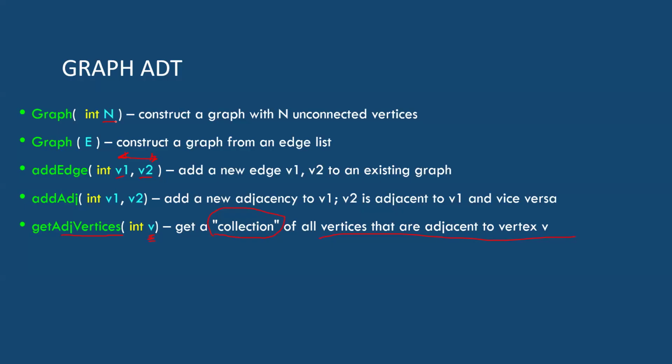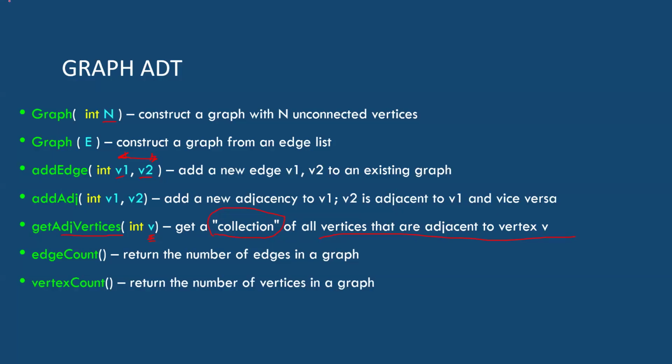Now maybe it's a vector, maybe it's an array, maybe it's a linked list. It all depends on our implementation. So that's get adjacencies. Edge count: how many edges are in the graph, the whole graph. How many vertices, which is always going to be n. That is always going to be n. If I create something with n vertices, that's what's going to happen. And this is just a way to print things out.